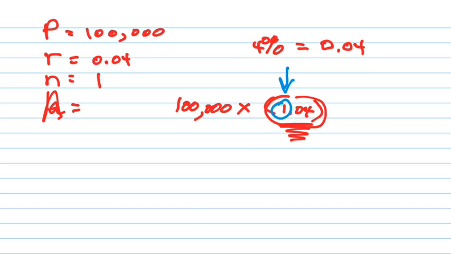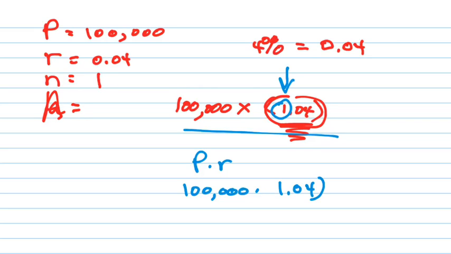Then when you're finished with the problem, guess what you have to do? Okay, so there's how they're getting that PR part. It's the principal times the rate, and the rate is just the decimal percent plus 1. And that plus 1 is always there, because you're increasing the amount.